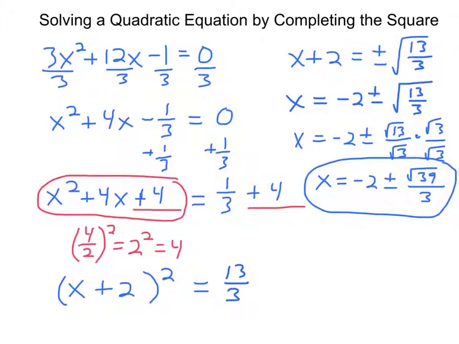The only other thing you could do is to rewrite the 2 as 6 over 3, so you had a common denominator, and combine that all into one single fraction. So that could be another way the answer could look.